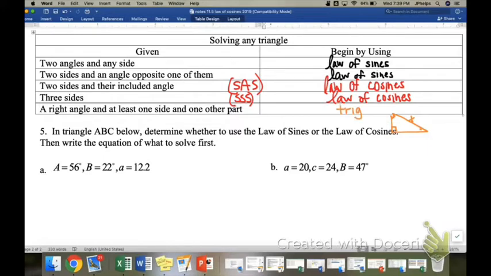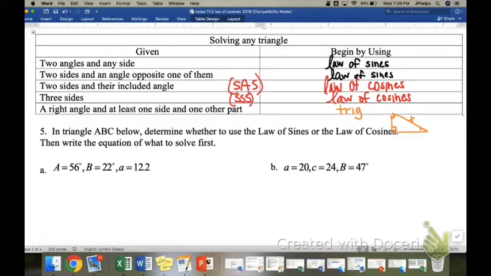In these last four problems, we're first going to determine whether to use the law of sines or the law of cosines based on this chart right above. And once we know which to use, we're going to write out the equation first and then solve the triangle.